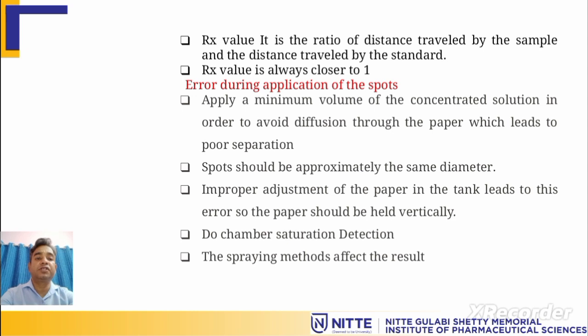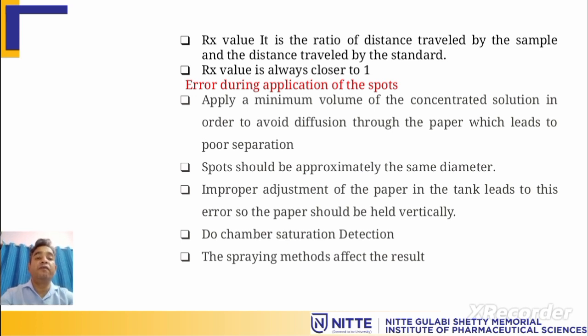So let us see the errors during the application of the spot, right? Before we go into seeing the errors of our application of the spot, we must always remember the Rx value. Rx value is the ratio of distance traveled by the sample and distance traveled by the standard, right? So the Rx value must be 1 to say that the sample is of the same origin or same nature, right?